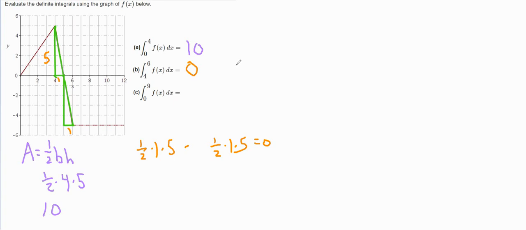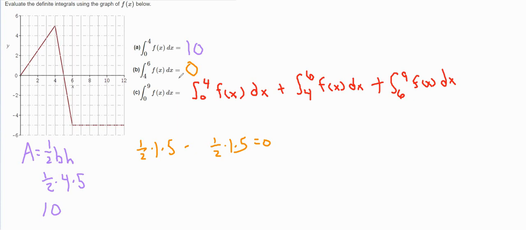And for the last one is the area from 0 to 9. Well, we already found out what the area is from 0 to 6. It'd be the 10 plus the 4. So let's kind of break this up real briefly. So I broke this up from the integrals from 0 to 4, 4 to 6, and then 6 to 9, because we already calculated 0 to 4, which was 10. And we calculated the 4 to 6, which is 0. So now we just have to figure out what it is from 6 to 9.